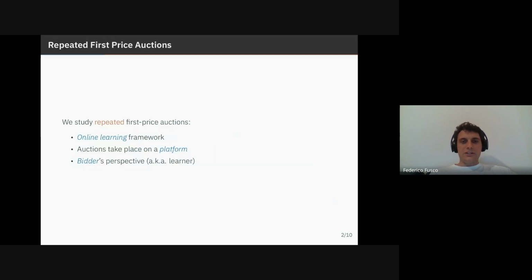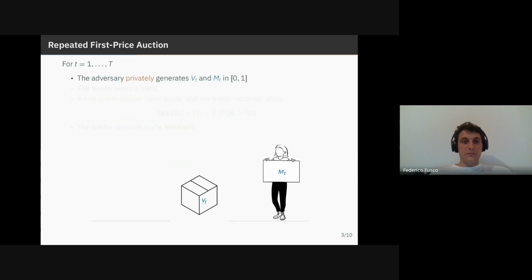Motivated by the recent shift from second to first price auctions in the online advertising market, we study repeated first price auctions in an online learning framework. In particular, we will take the perspective of the bidder, that we will call the learner. Okay, now let's introduce the model.